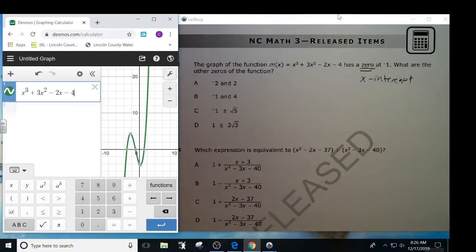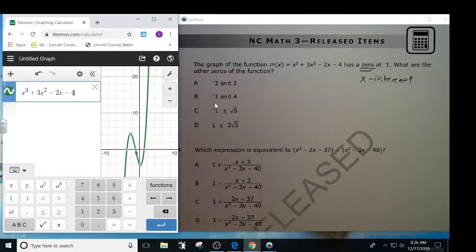Now, look at A and B. They're whole numbers, they're not decimals. So look at your x-intercepts. Is there any way that could be A or B? No, because that is a whole number. It's got to be either C or D. Now, look at your numbers. It's negative 3.236 and 1.236.